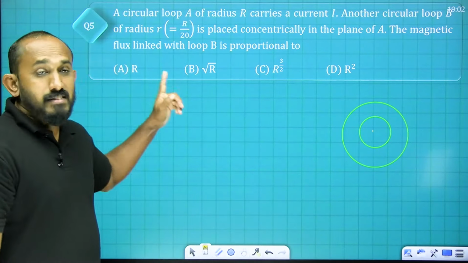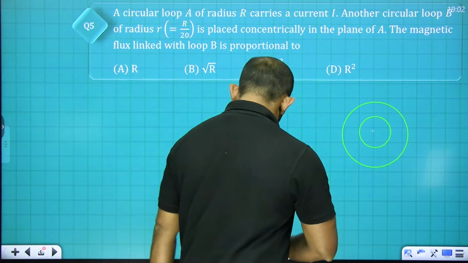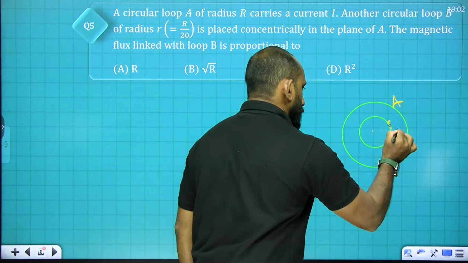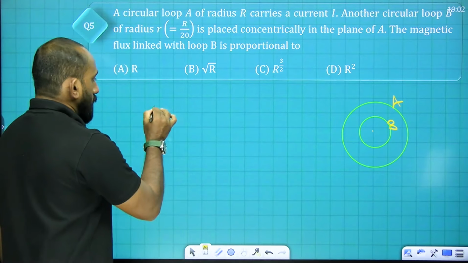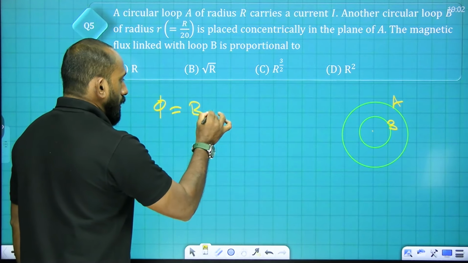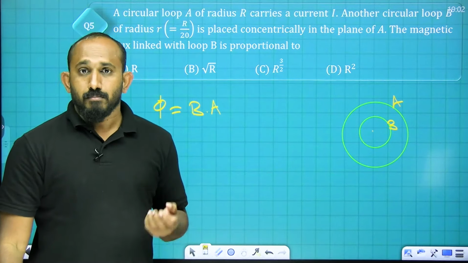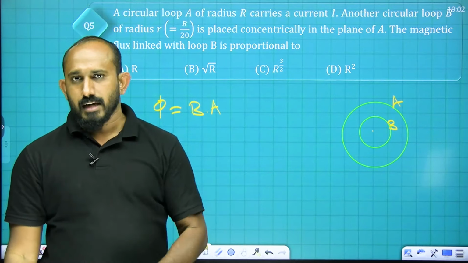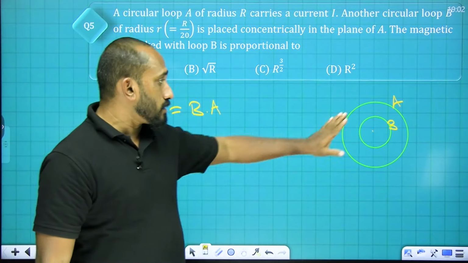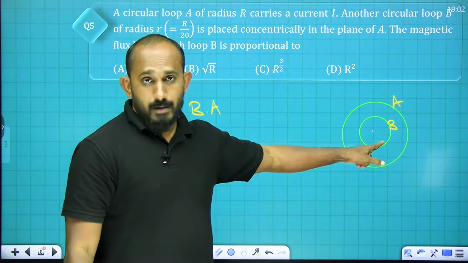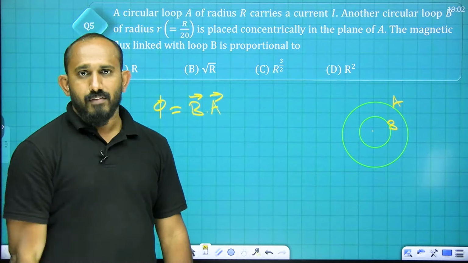The magnetic flux linked with the loop B is proportional to what? So this is loop A and this is loop B. You know, magnetic flux phi is equal to B into A, B dot A, B A cos theta, and B into A will be the maximum value, where B is the magnetic field. So the vector B dot vector A is the magnetic field times the area vector.